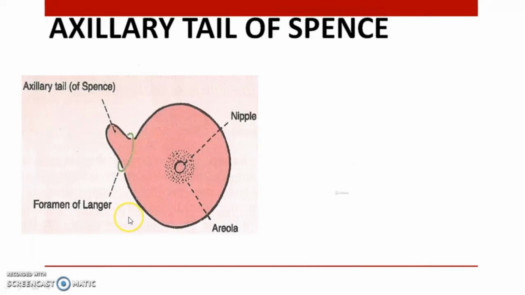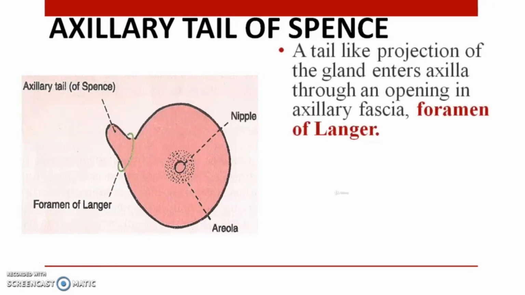Now talking about a tail, which is an extension of this mammary gland. As I already said, we have an extension from the mammary gland which is outgrowing laterally. So that tail is called the axillary tail of Spence. You can make out in this picture, and this axillary tail of Spence is going to enter the axilla through an opening present in the axillary fascia, which we will call the foramen of Langer. It is a tail-like projection which is extending from the mammary gland to the axillary region by passing through the axillary fascia and the opening, which we will call the foramen of Langer.